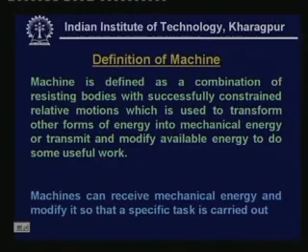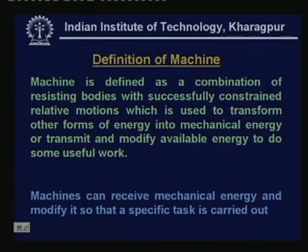So what do we understand by machine design? Just to know about machine design, one has to know what a machine is. First of all, one has to know what a machine is. Let us look at a definition of a machine as a whole. As I have given over here, this is an idea of the definition of a machine.